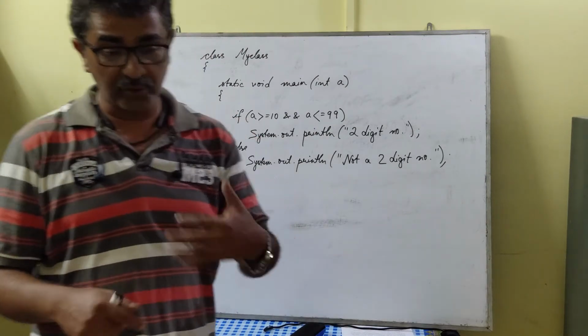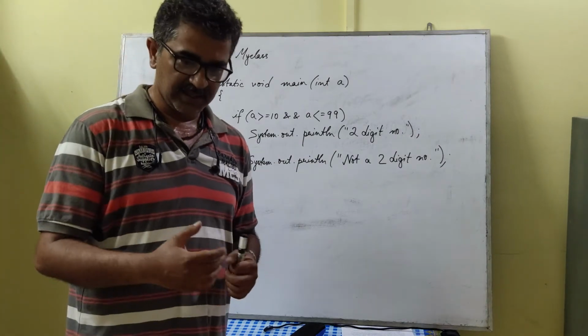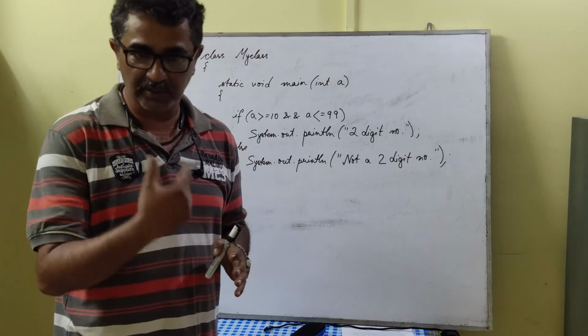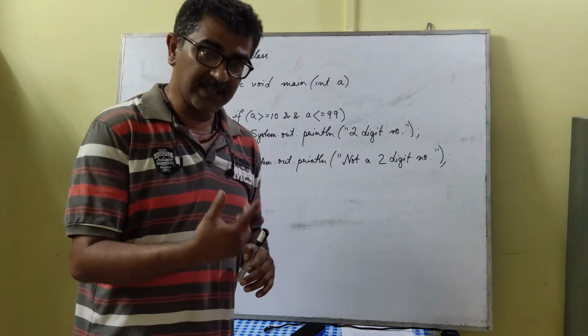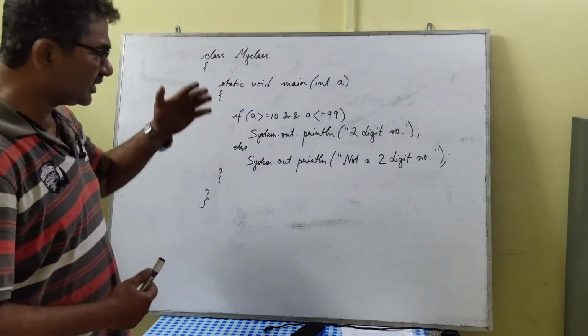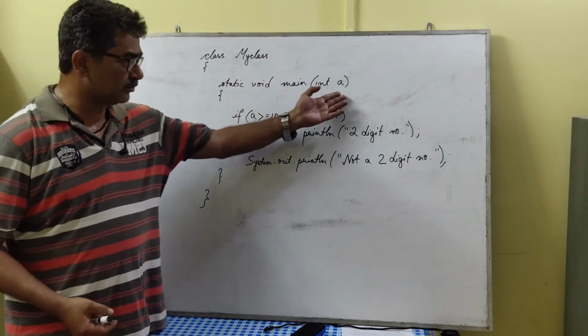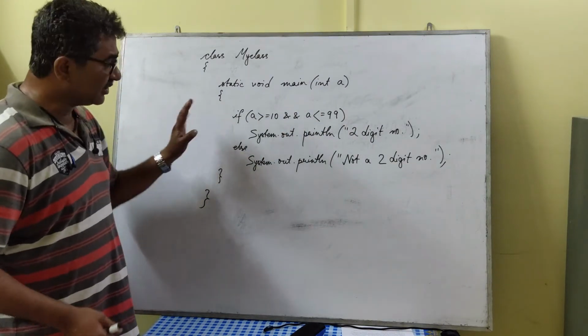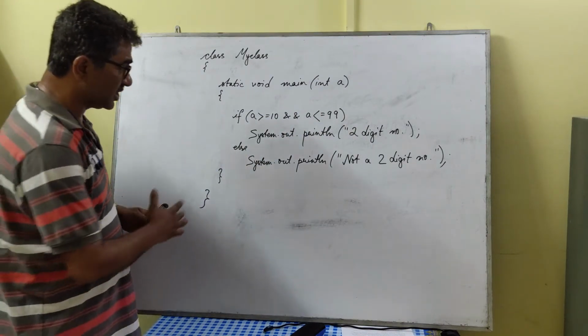So here we have two conditions. One is that the value of that number should be greater than or equal to 10, as well as less than or equal to 99. So this is what I am doing. I am taking a number as input into the variable a, and then look at the way I am checking whether the number is a two-digit number.